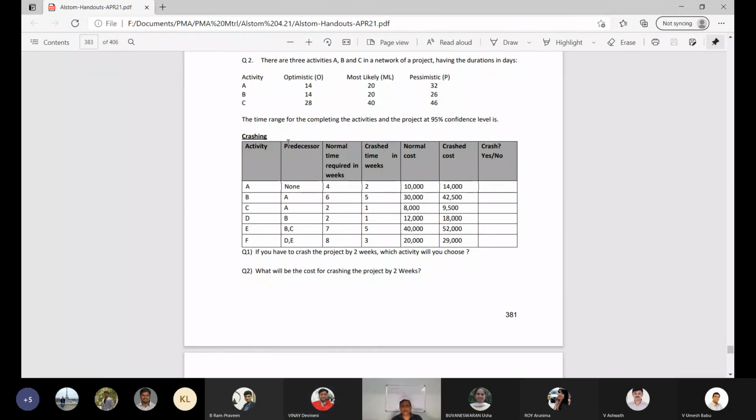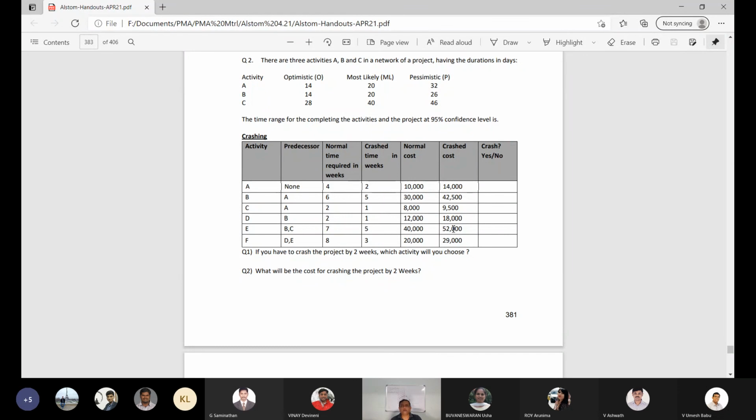So you have this crashing problem where you have activity A, which is going from 4 weeks to 2 weeks, and the cost goes up from 10,000 to 14,000. So what is your crashing cost per week? 2,000. That's right. Per week. What is the crashing cost per week for B? It has gone from 6 to 5, but the cost has gone up from 30,000 to 42,500. 12,500. Okay, now let us look at E.